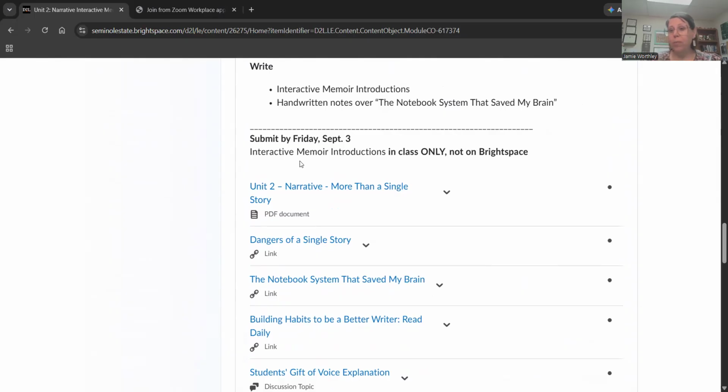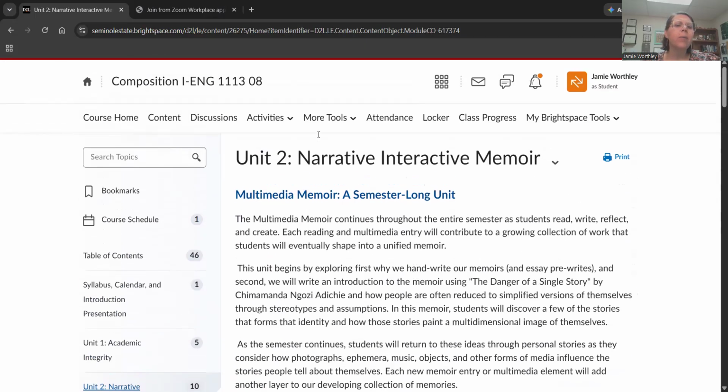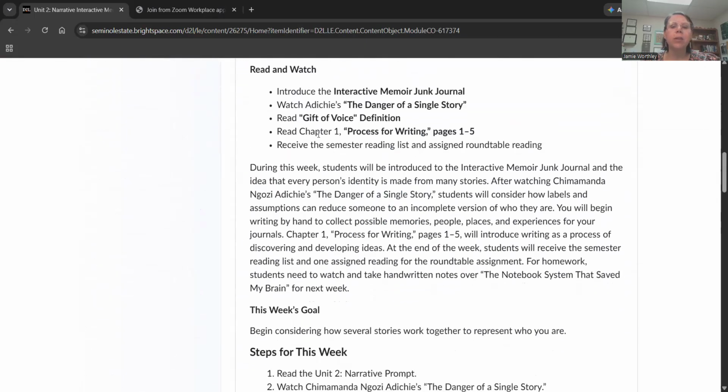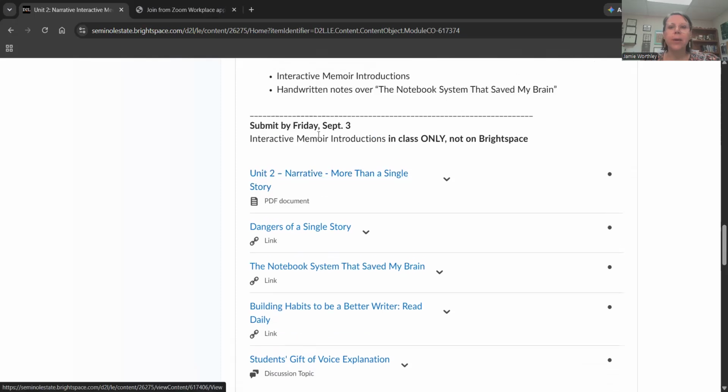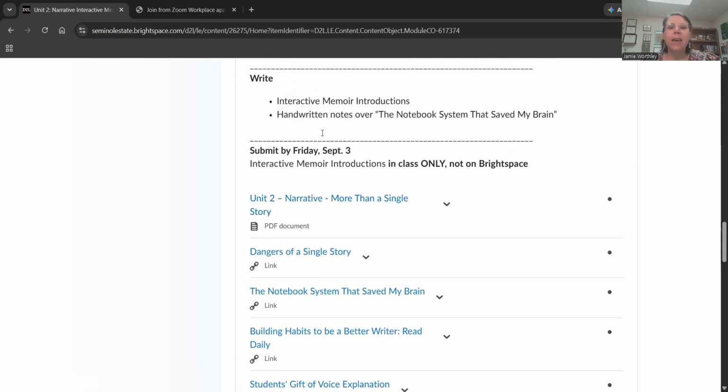So if this is overwhelming to you, just look at the submit by each time, right? I went through this a million times to make sure it doesn't say in class, and it does. So I'll go through again. But if it says like in class only, not on Brightspace, that just means that it's handwritten.